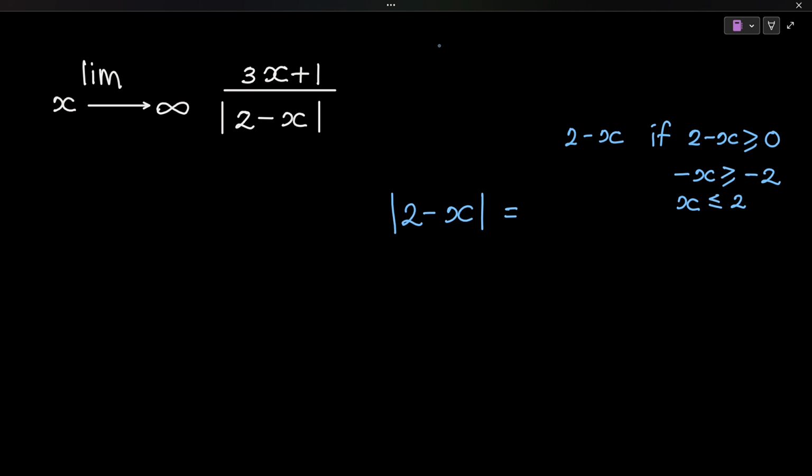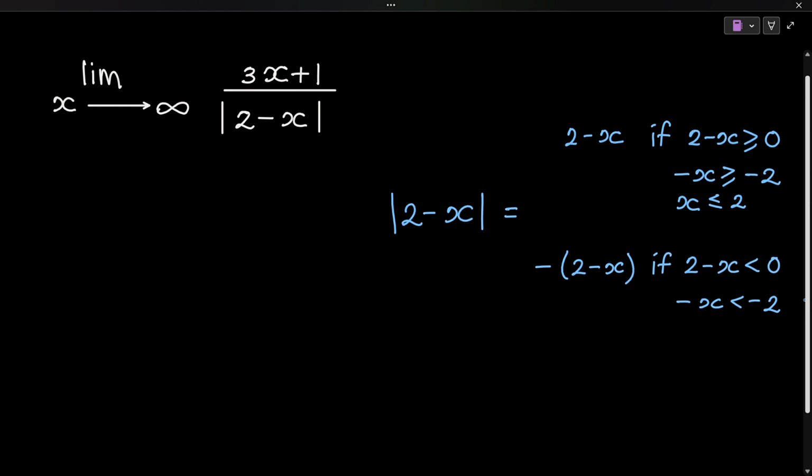So we have the positive of the function. Now we're going to take the negative of the function. So it's going to be negative of 2 minus x. And that is if the function is less than 0. So let's work towards getting x alone on the left-hand side. Taking the 2 over, we have negative 2. Dividing throughout by a negative, we have x is greater than negative 2. So remember, the inequality sign changes.